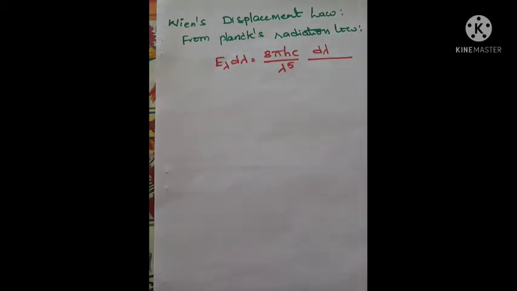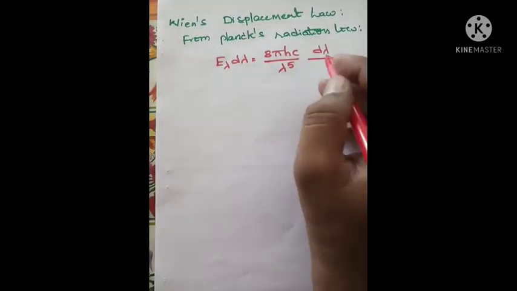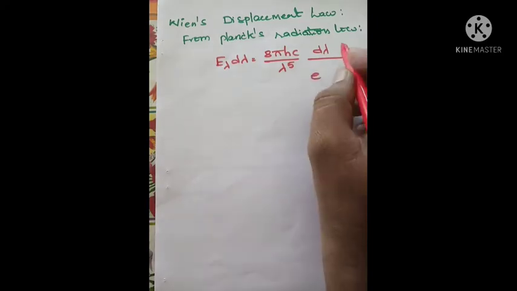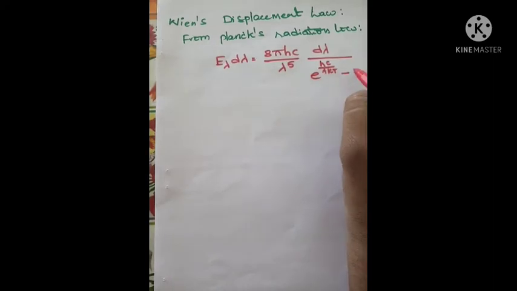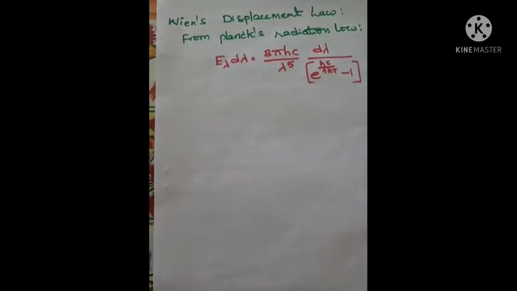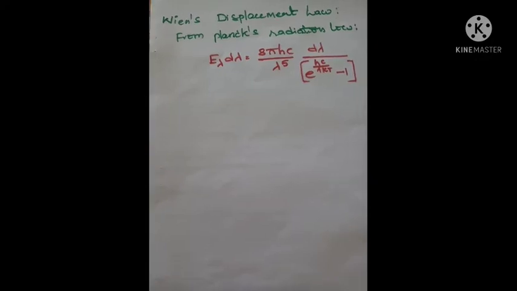d lambda by e to the power of hc by lambda kt minus 1. So this is Planck's radiation law, what we deduced in the last class.